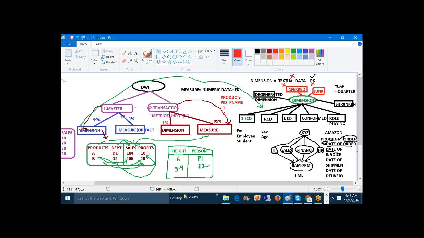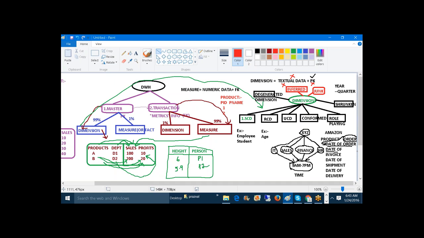The best example is age. And next, number 3, UCD. UCD stands for unchanged dimension. If the data in the dimension is constant and is not changing at any time, then such a kind of dimension is known as unchanged dimension.